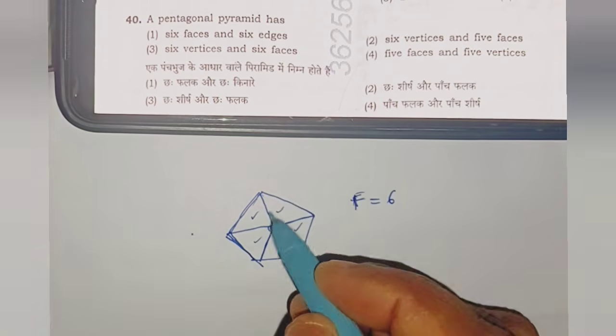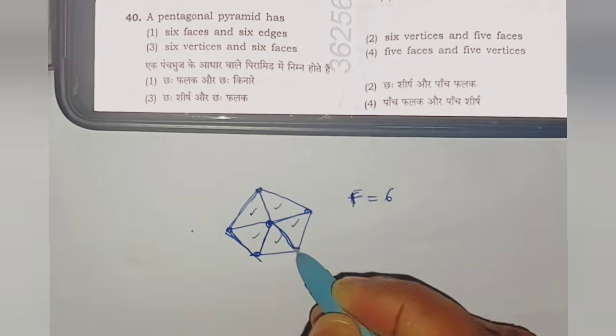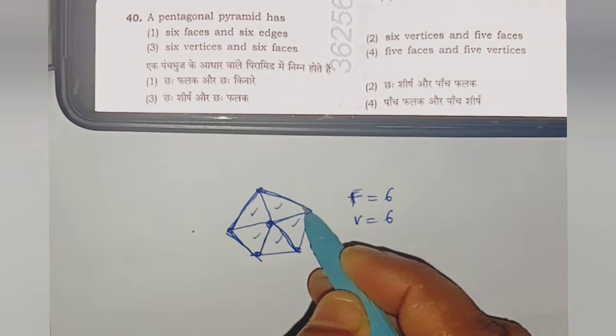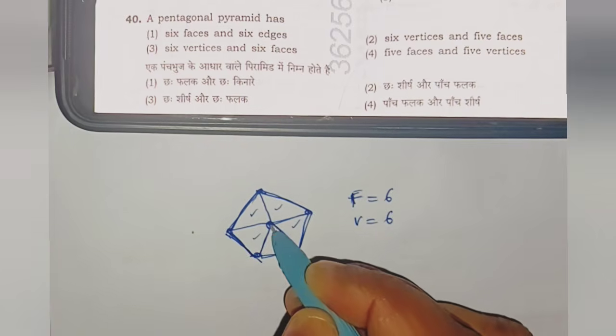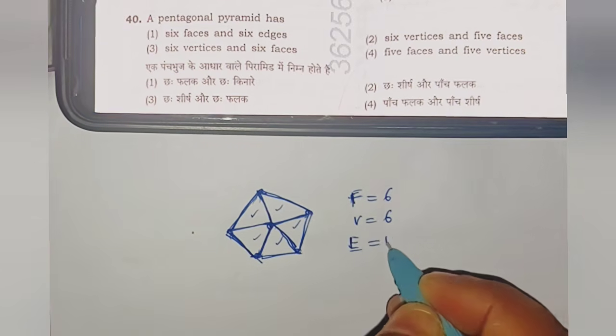Coming to vertices, vertices means this point, this point, this point, 3, 4, 5, 6. It has a total of 6 vertices. Coming to edges: one edge, second, third, fourth, fifth, sixth, seventh, eighth, ninth, 10th. In total it has 10 edges.